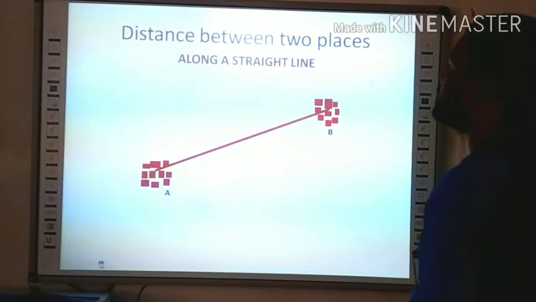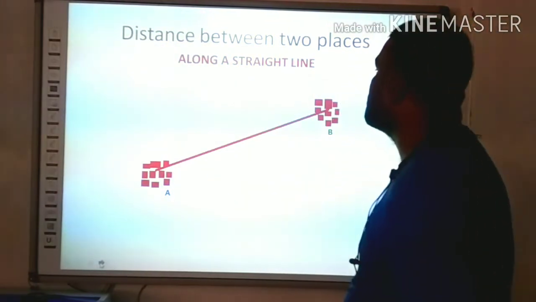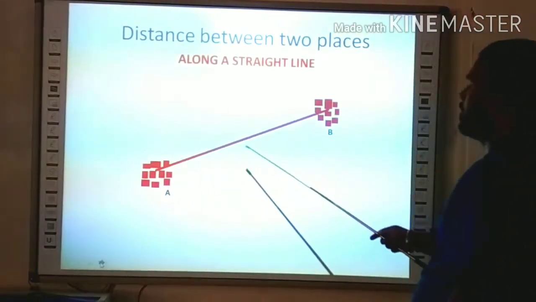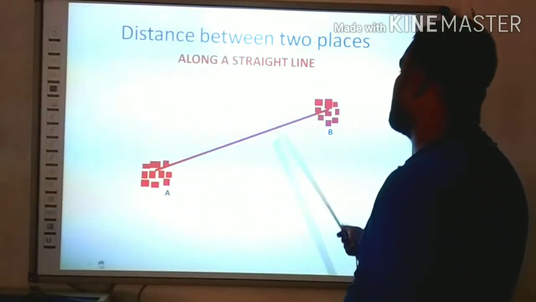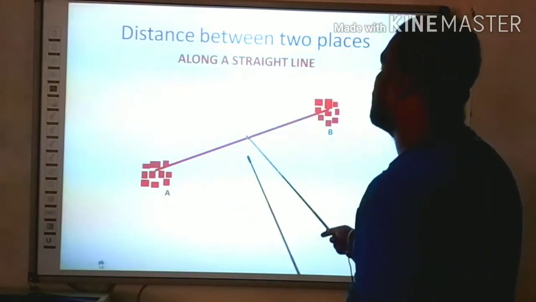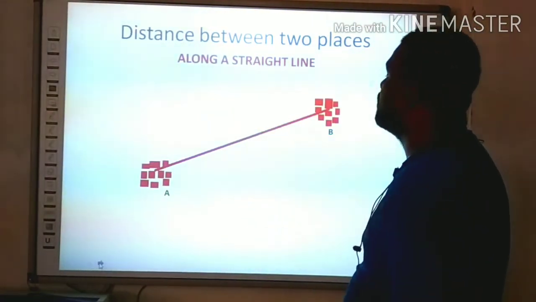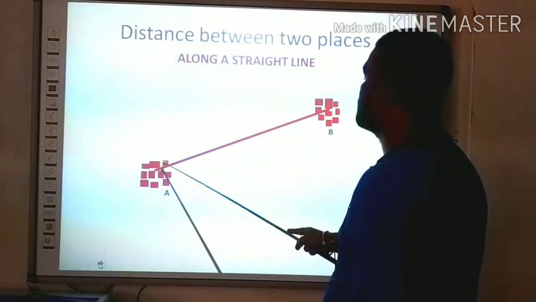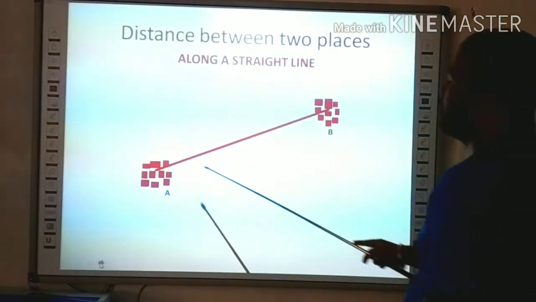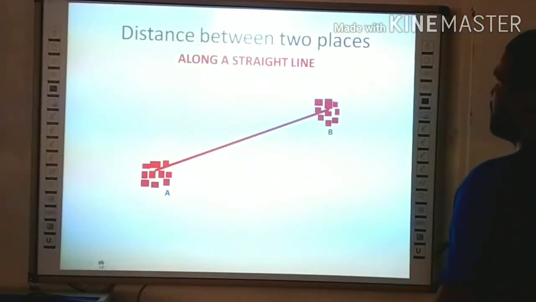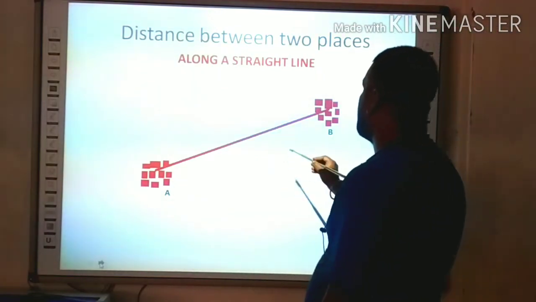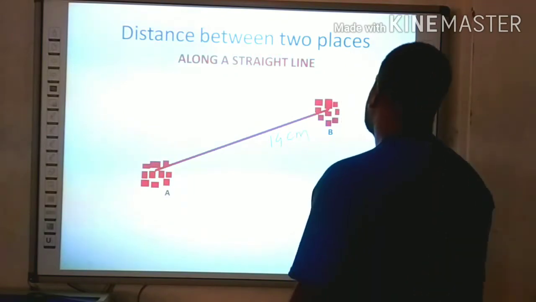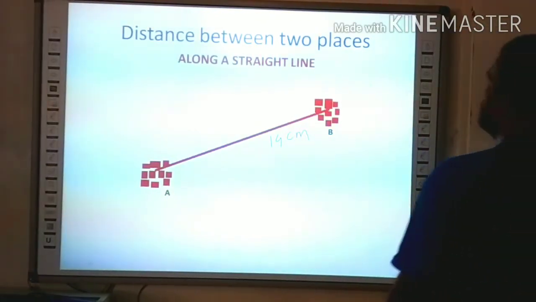Now, distance between two places along a straight line. How will you find the distance between two places along a straight line? So this is settlement A and settlement B. Now what you will do, you will put your ruler over this line, you will put your scale over the line and you will measure it. You will measure along the line. Say you got 14 centimeter. So the distance between settlement A and settlement B is 14 centimeter.